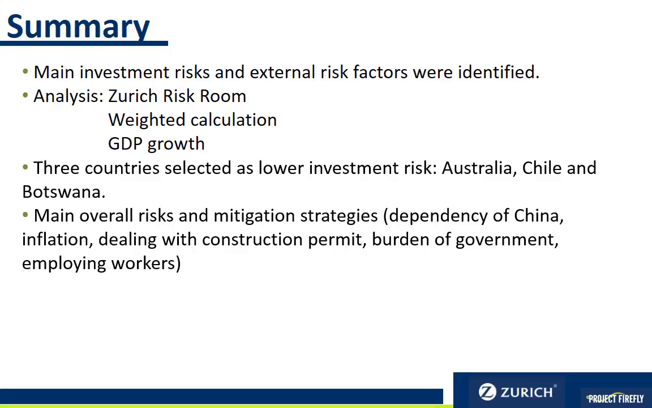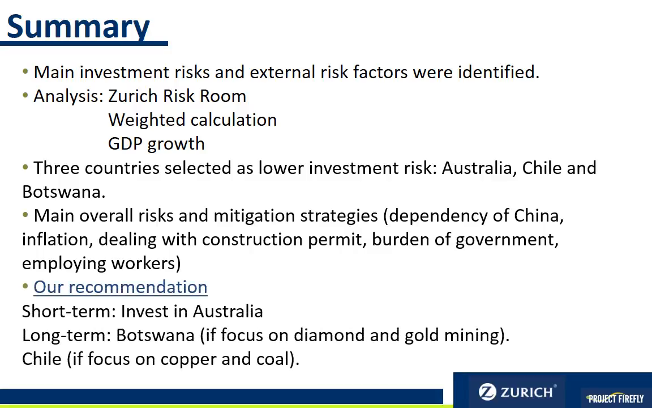Main overall risk and mitigation strategies were identified as dependency on China in most of the countries analyzed. For developing countries, in this case Chile and Botswana, inflation and dealing with construction permits were found to be main risks. In a developed country like Australia, burden of government regulation and employment of workers pose more risks that require a mitigation strategy. Our recommendation is investing in Australia for the next 1 to 3 years and looking into other potential in Botswana and Chile in the long term.